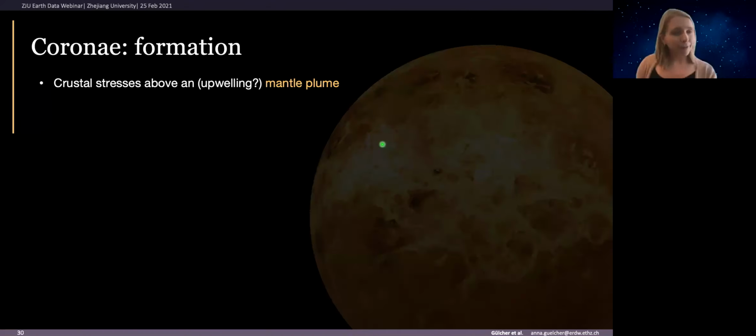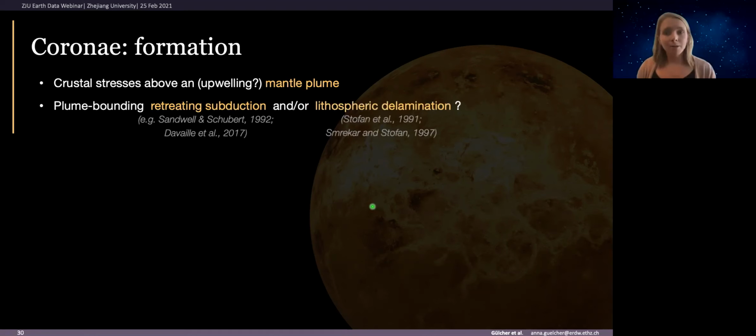So how are they formed? Well, usually they are understood to form above upwelling mantle plumes, hence the circular patches. And they are thought to form by the crustal stresses that develop above these upwelling mantle plumes, possibly followed by relaxation. Some corona have been identified to feature structures that could be suggestive of ongoing subduction or lithospheric delamination that happens on the circular margins.